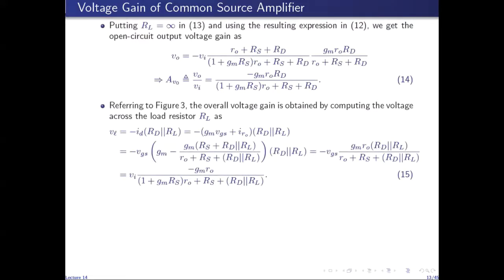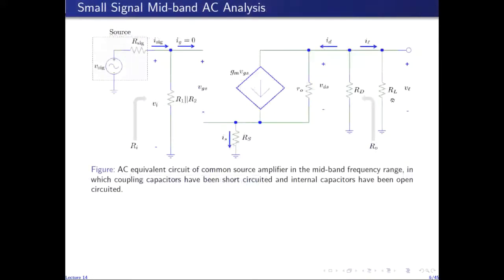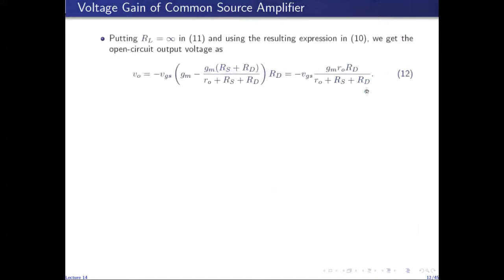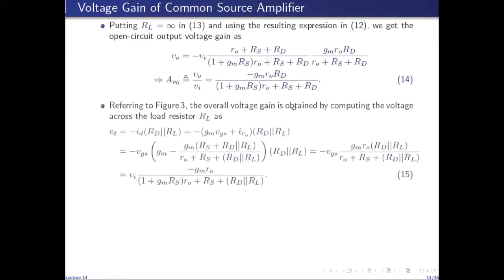The overall loaded voltage gain can be found by, again, analyzing the complete AC equivalent circuit in which we have RL connected. So now we connect RL back. We call the output voltage VL, and we see that the output voltage VL now, which is the load voltage, is given by minus ID times RD in parallel with RL.